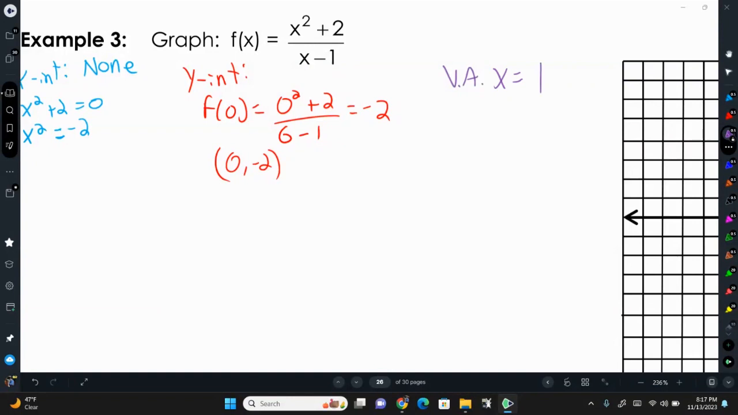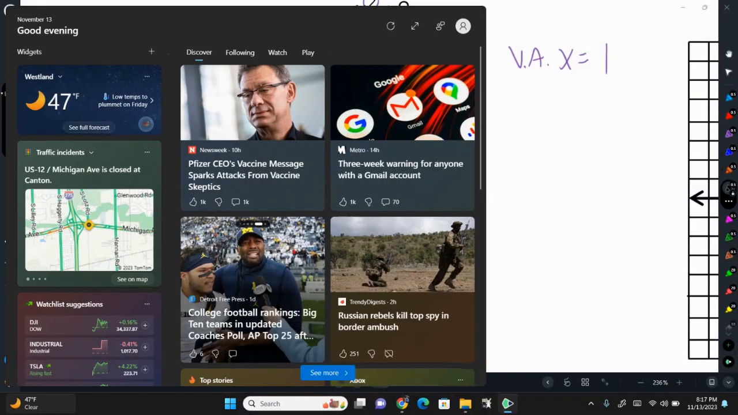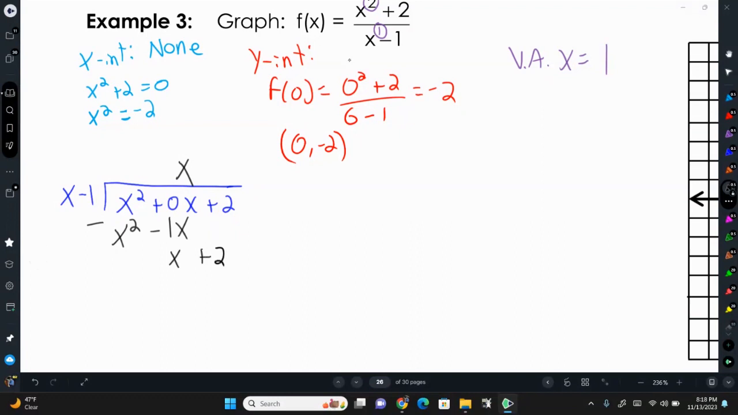And again, there's no horizontal asymptote because the degree of the numerator is 1 larger than the degree of the denominator, which means we have to do our long division again. So x minus 1 divided by x squared plus 0x plus 2. x goes into x squared, x times, and then x times x is x squared. x times negative 1 is negative 1x. We subtract. We get positive x plus 2.